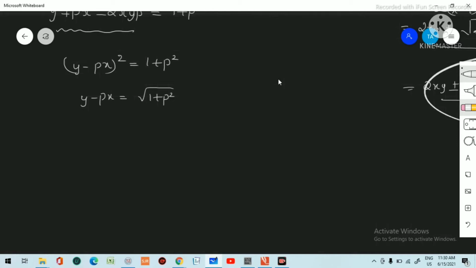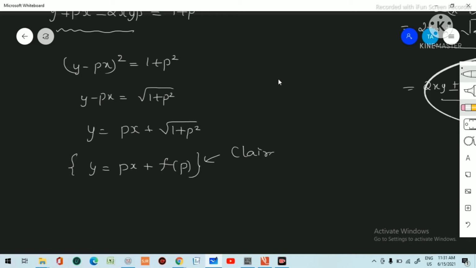Taking square roots on both sides, we will get y minus px is equal to square root of 1 plus p square. So y is equal to px plus root of 1 plus p square. Now if you carefully observe, this is in the form of y is equal to px plus f of p, which is which form? Clairaut's form. Now you write the general solution.